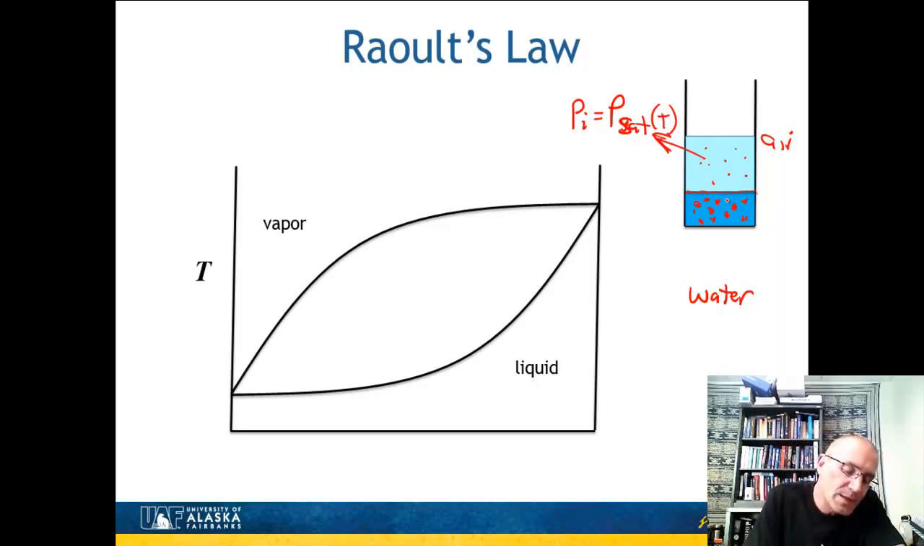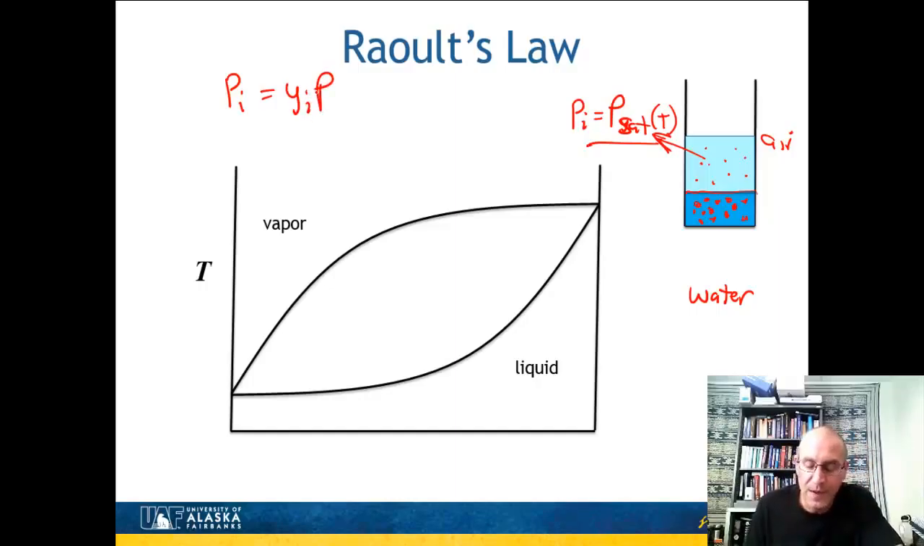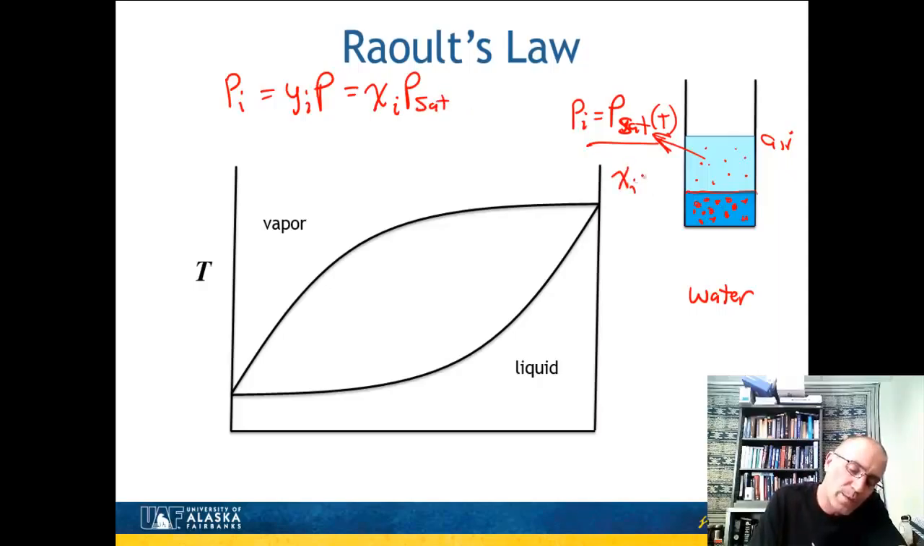And what I would expect is that the partial pressure in the vapor phase is probably a function of how much I have in the liquid phase. And so that comes the idea that I'm going to say that the partial pressure, which is y sub i times P, that's just the mole fraction times the total pressure, must be a function of how much I have in the liquid phase. So I'll call that x sub i times P sat. And so if I had pure water, x_i was equal to 1.